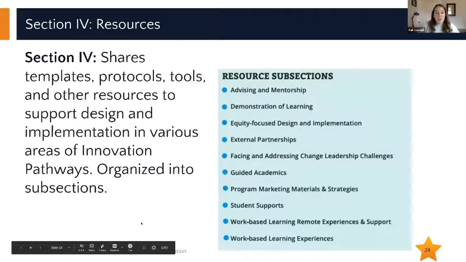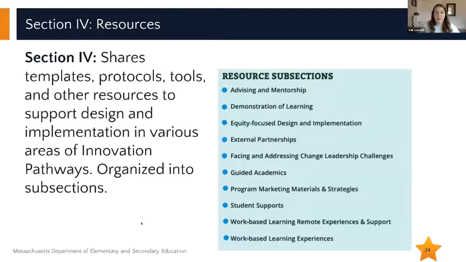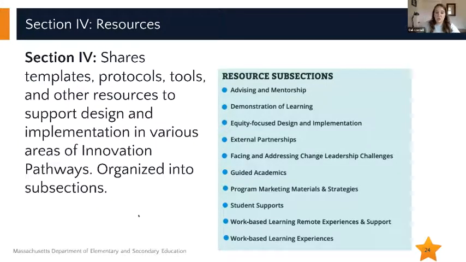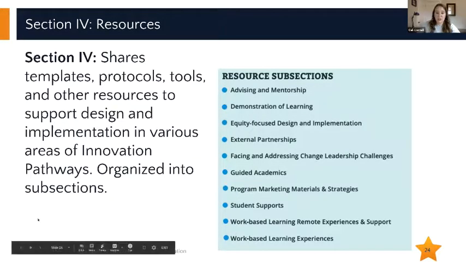The final section of the toolkit is where you'll find the templates, protocols, tools, and other materials to help with the design and implementation of various components of your pathway programs. We've organized this section into 10 subsections to make it a bit easier to find or explore the resources that you're looking for. And within these 10 subsections, which are on your screen now, we include resources, materials from local partners, from national organizations, and some school-specific examples from Massachusetts high schools.